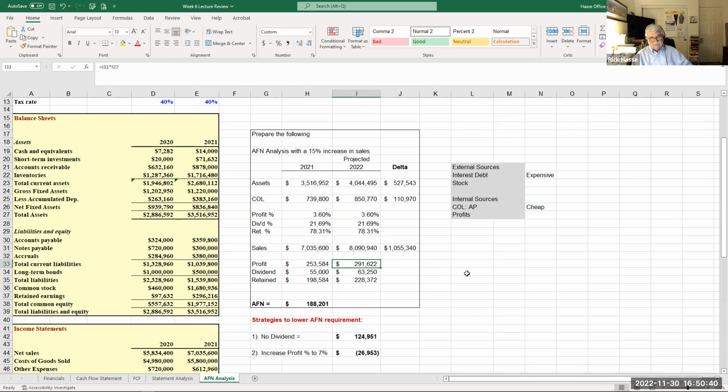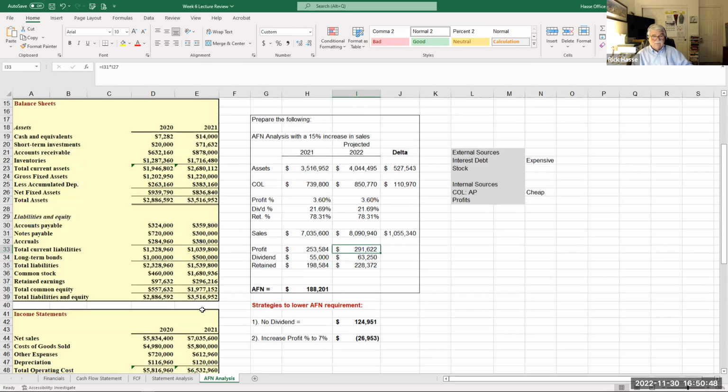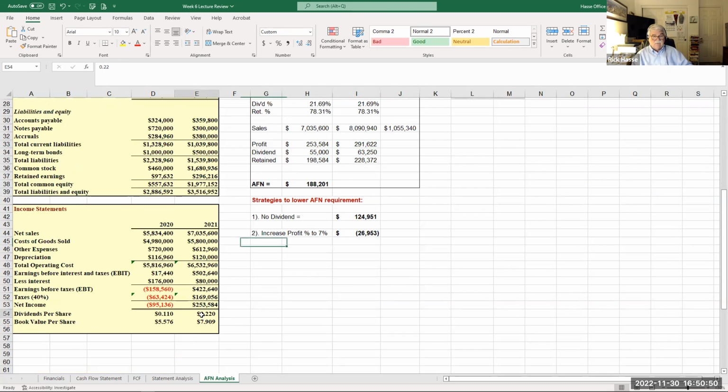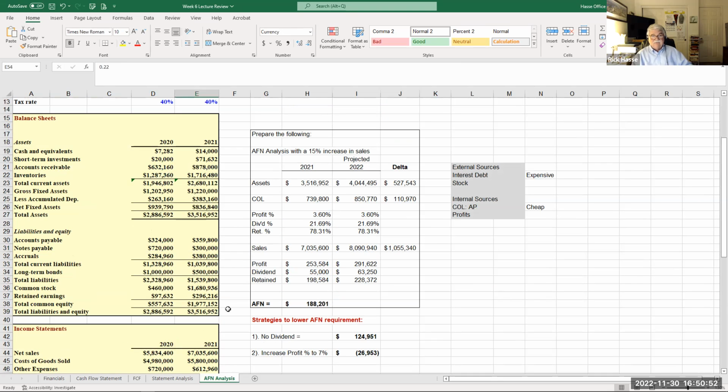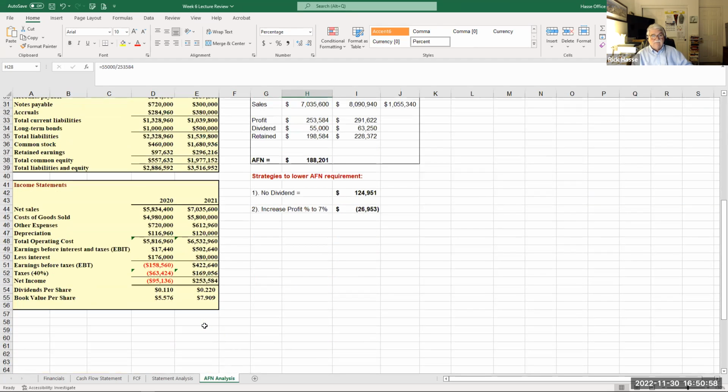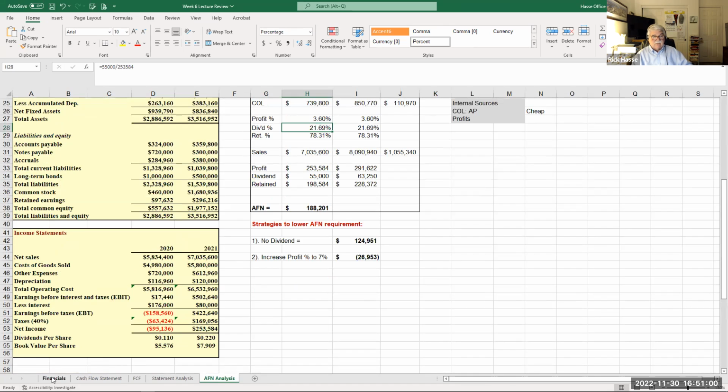Remember, the key thing here is projections. So let's say we want to maintain our dividend payout for next year, right? Remember, we paid out 22 cents a share in dividends. That was a dividend payout rate of 21.69%. In other words, we paid out $55,000. Let's go back here and I'll show you.